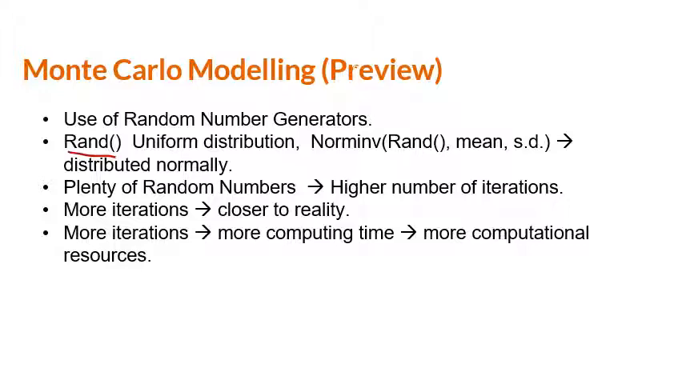So I think na-expose na kayo sa rand command sa Excel. In fact, in Excel, you can also generate a normally distributed random number distribution using this command, normin v, yung rand number. You just indicate your mean and then standard deviation, and then drag lang, and then you can generate a normally distributed random number distribution.